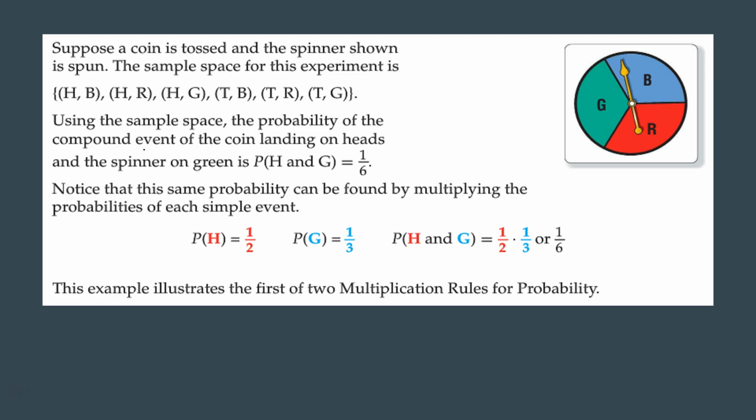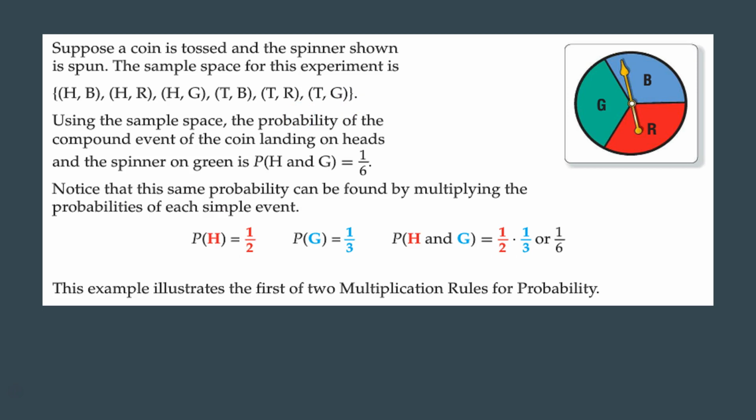Alright, so let's check this one out. Suppose a coin is tossed and the spinner shown here to the right, says green, blue, red, is spun. So the sample space for the experiment is heads blue, heads red, heads green, tails blue, tails red, tails green. Also the possible outcomes that we can have.